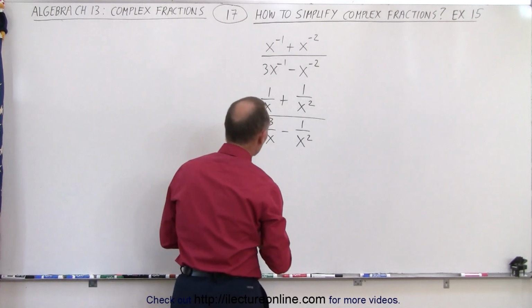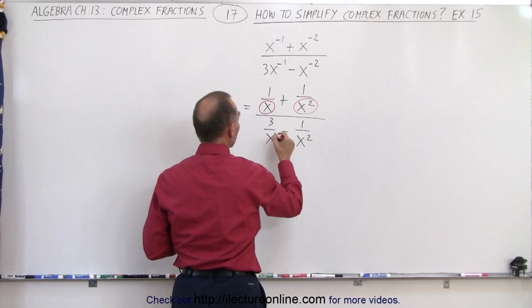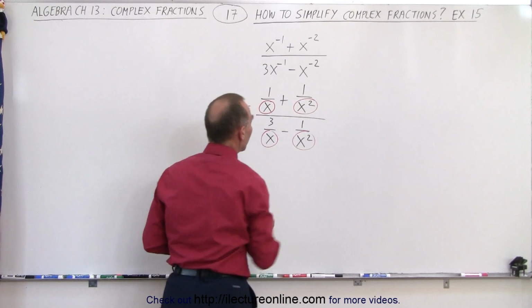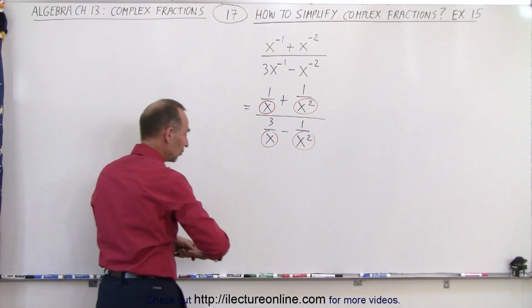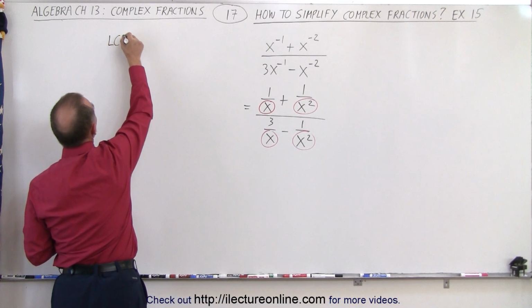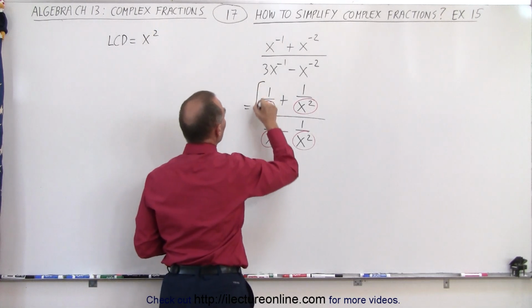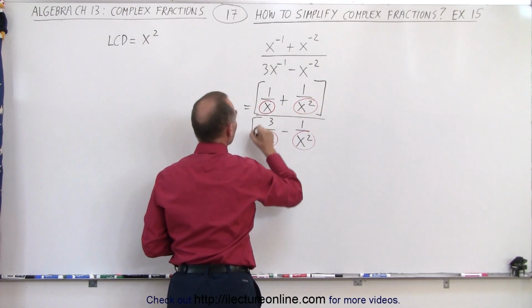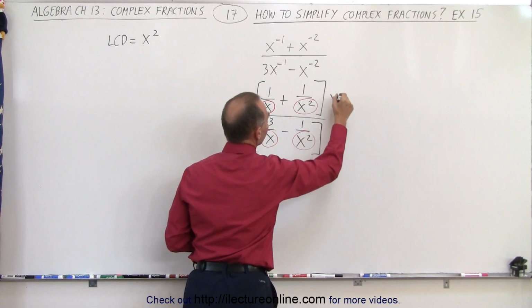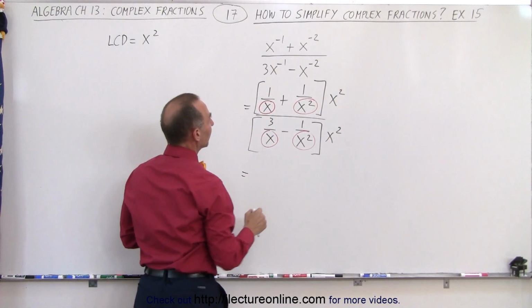So here, what we can then recognize, we have an x squared, an x, and an x squared in the denominator, which means that the lowest common denominator is the largest of the two denominators. The LCD equals x squared, which means we're going to multiply the numerator and the denominator by x squared. When we do so, we get the following.